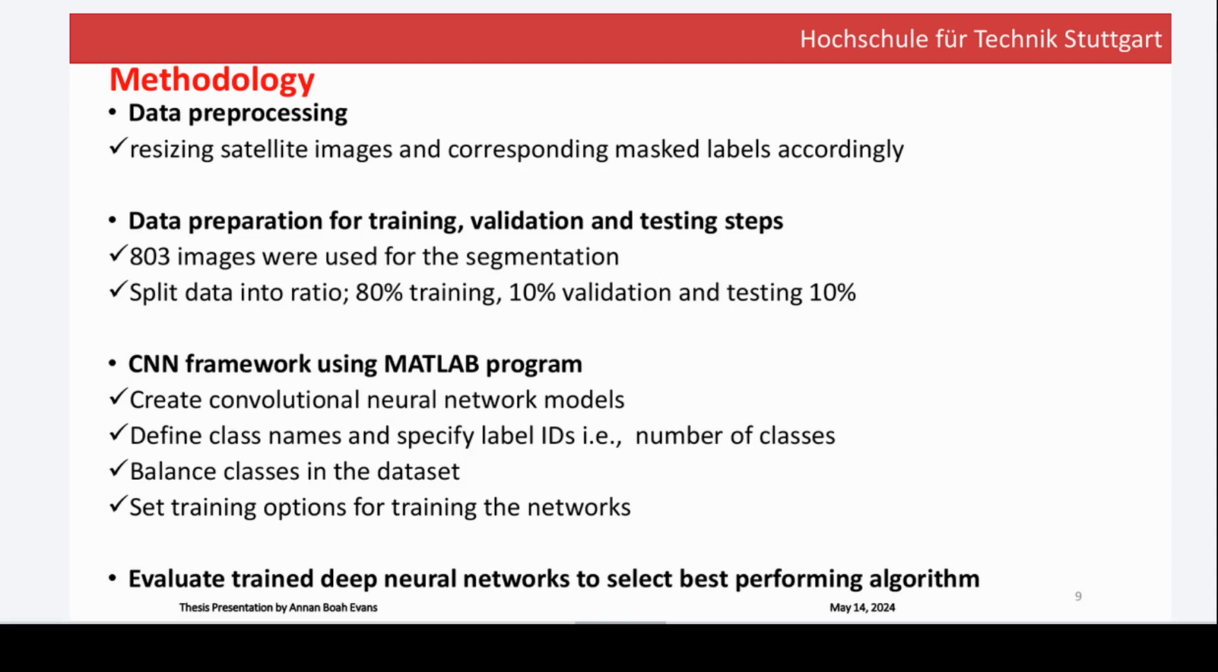The next stage is the data preparation for training, validation, and testing. In my case, I was using 803 images for this segmentation task. I split the data into the ratio of using 80% of the data to train the neural network, 10% for validation and another 10% for testing.